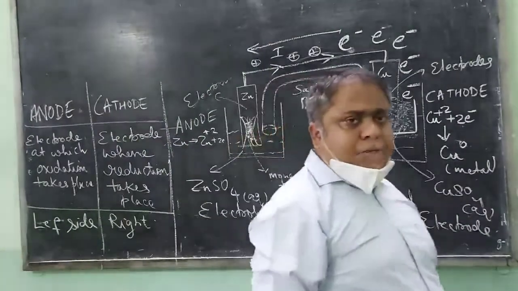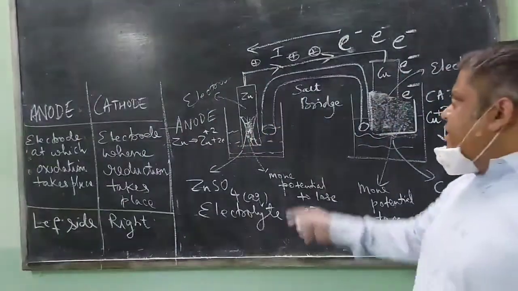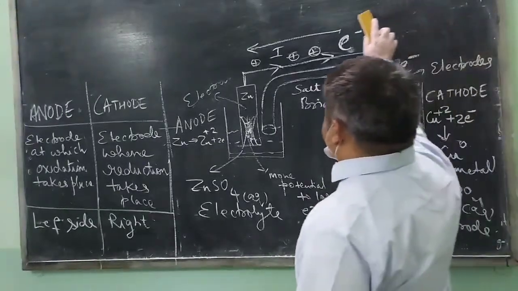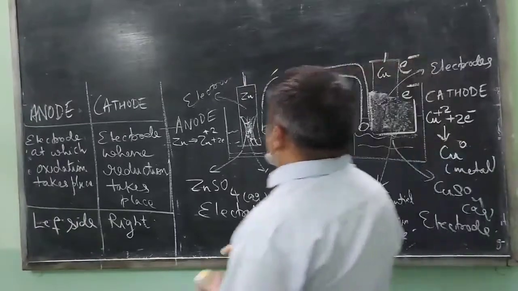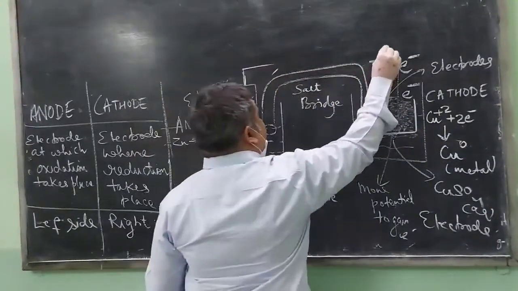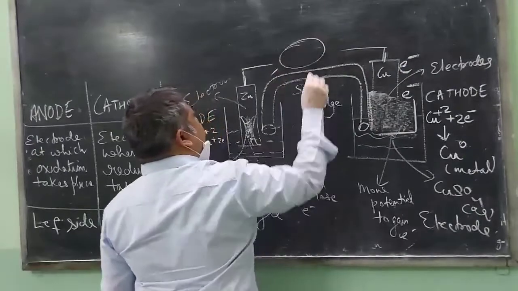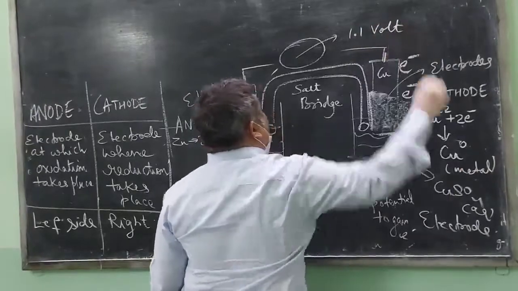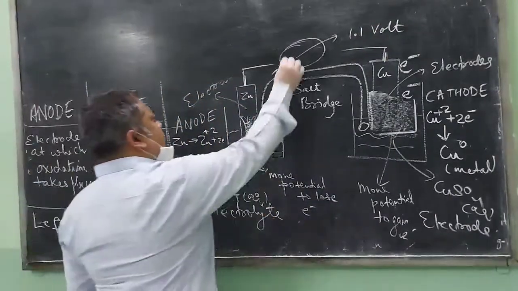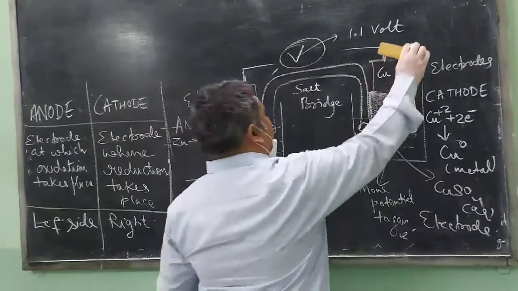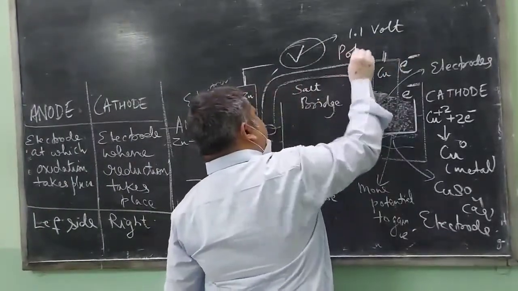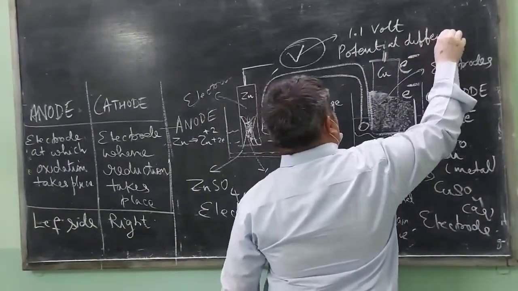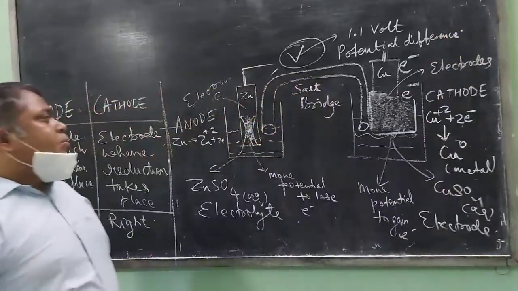And if current is flowing and a resistor is there, that means a conductor is there, that means there will be some potential difference and voltage also. So if you connect it with a voltmeter, then it will show a reading, and the reading will be 1.1 volt. This 1.1 volt is the potential difference.